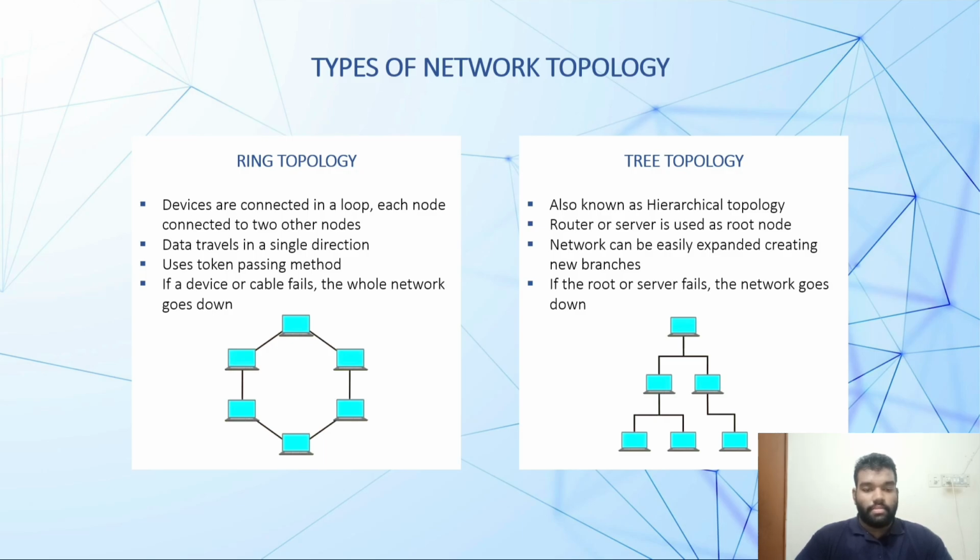Ring topology. In ring topology, devices are connected in a loop and each node is connected to two other nodes. Data travels in a single direction. Ring topology uses the token passing method. A node can only send data when it can catch the token. If a device or cable fails, the whole network goes down.